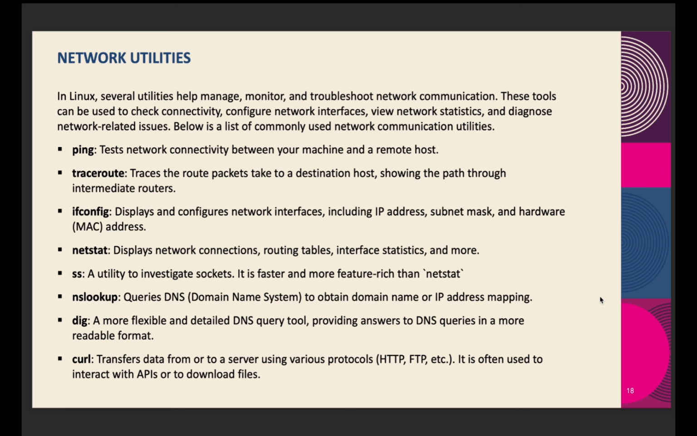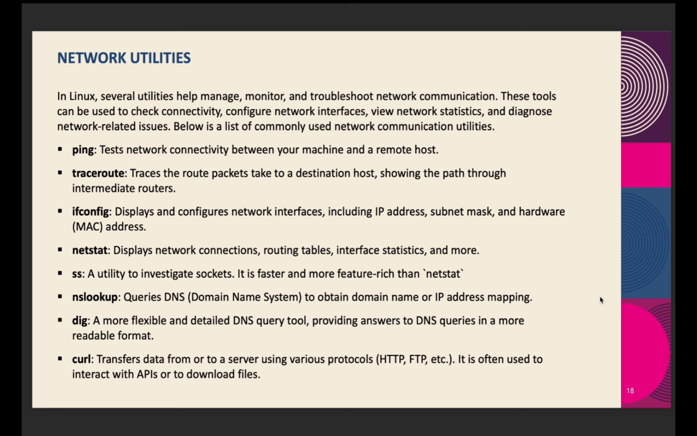NSlookup queries the DNS name to obtain the domain name or IP address mapping. So suppose you have google.com, which is a DNS name, but there must be some public IP behind that. If you do nslookup, it will show you the details. Dig is a more flexible and detailed DNS query tool, providing answers to the DNS query in a more readable format.